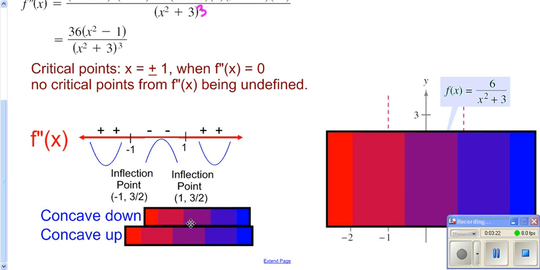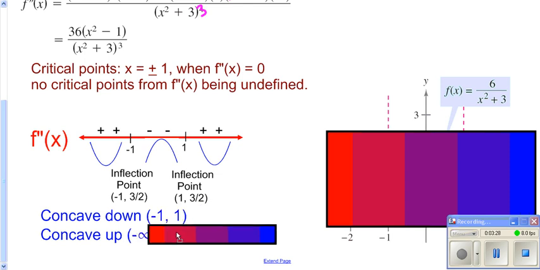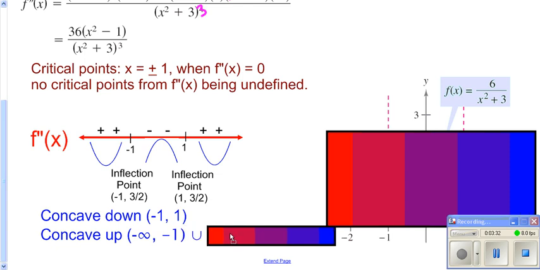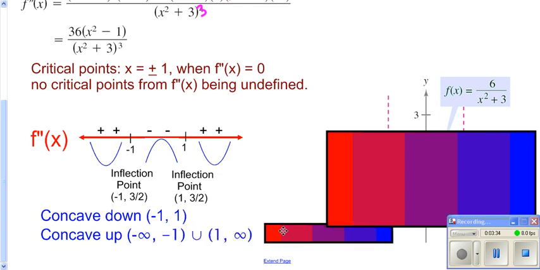So where is it concave down? From negative 1 to positive 1. Where is it concave up? From negative infinity to negative 1. And then from 1 to positive infinity.